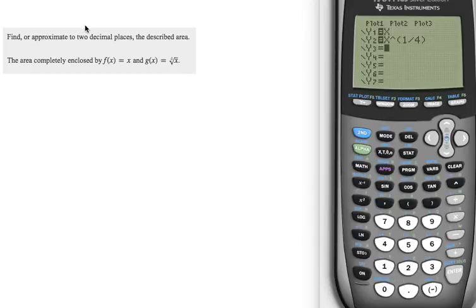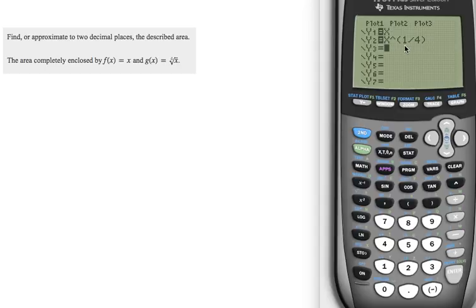Okay, in this problem we want to find or approximate the area that's completely enclosed by these two functions, f of x equals x and g of x equals the fourth root of x. So we first need to figure out where they cross. Easiest way to do that is to first look at a picture.